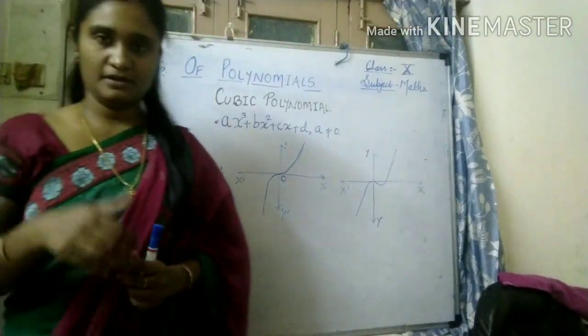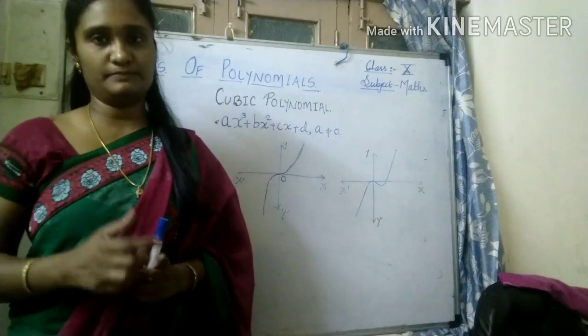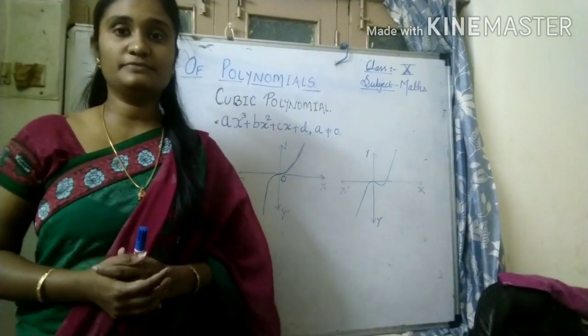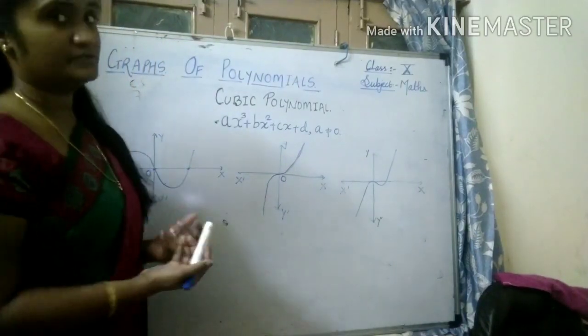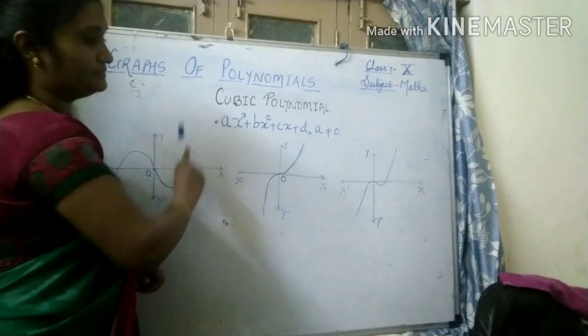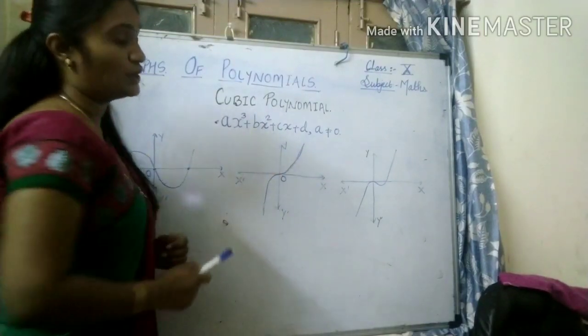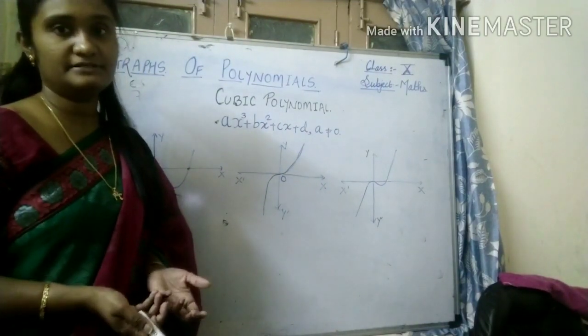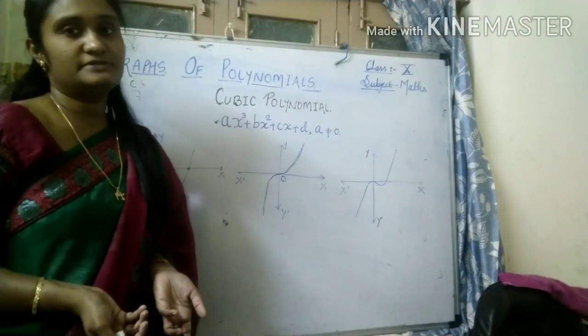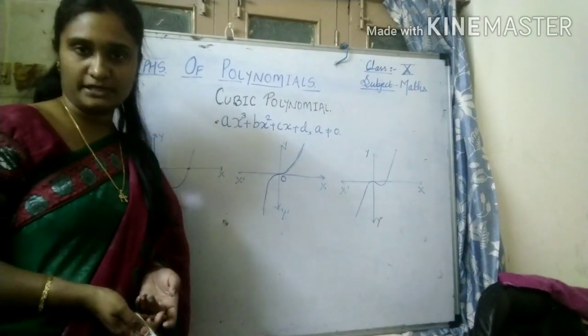And last in the series is cubic polynomials. As the name sounds, the degree of the polynomial is 3. So of course here also the condition attached is on the coefficient of x cube. The coefficient of x cube is a, and the value of a should not be equal to 0. Simple reason, you should know it very well by now: if a is equal to 0, it will no longer be a cubic polynomial.